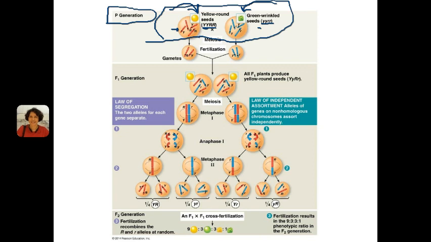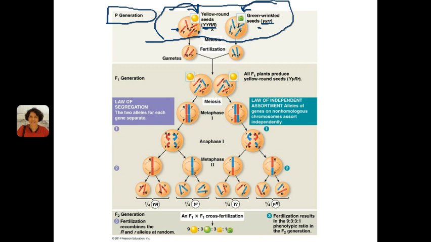And let's just make sure that we see what's going on. The big pair of red chromosomes is carrying capital R on each of them. So capital R here, capital R there. And the small pair of chromosomes is carrying capital Y. On the other side, the big pair is carrying lowercase r, and the small pair is carrying lowercase y.